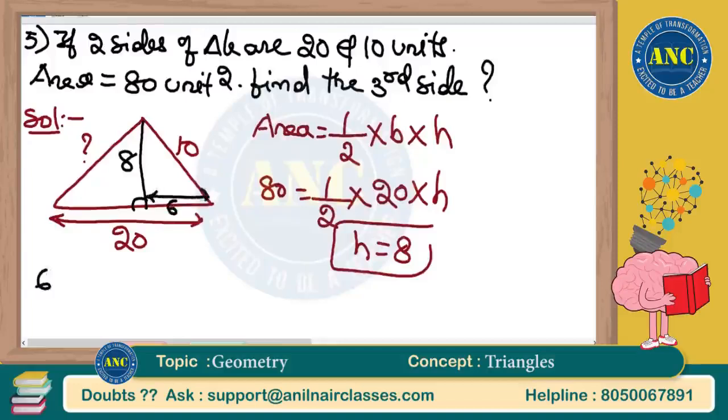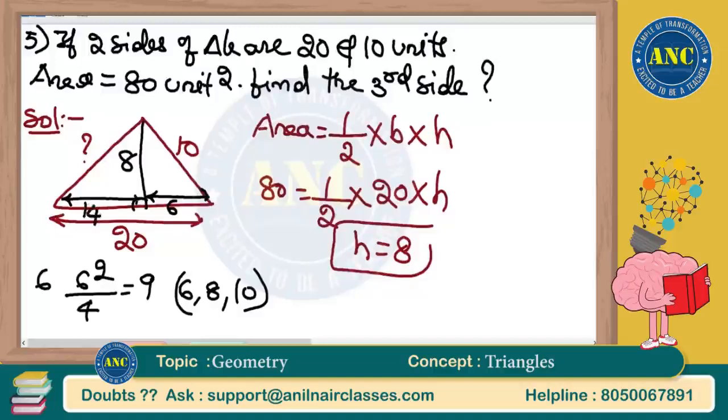Already just now we discussed one side is an even number. Side not equivalent to hypotenuse. 6 square by 4, 36 by 4, 9. 9 minus 1, 9 plus 1. 6, 8, 10 is the Pythagorean triplet. If this is 6, this entire value will be 4.